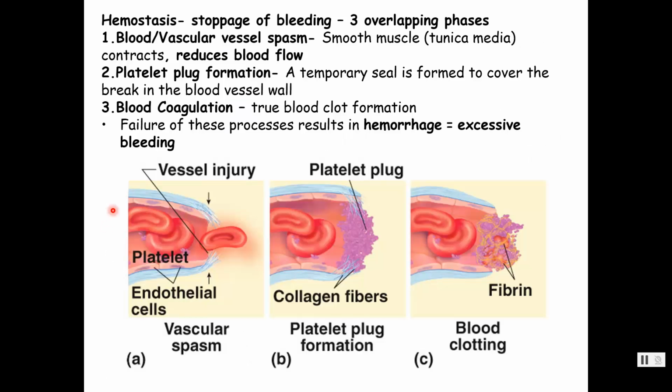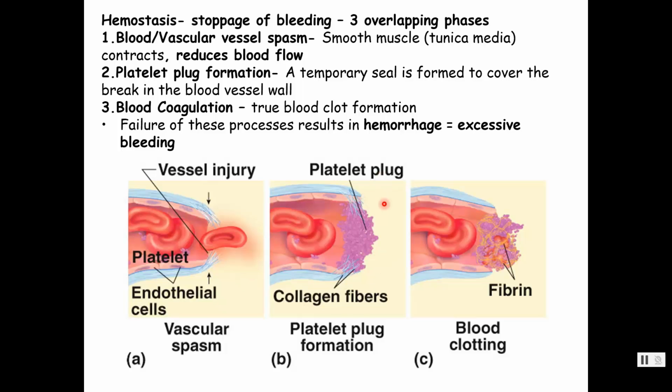All right, so that word heme, I said that always means blood. Stasis means to stop. So hemostasis is a stoppage of bleeding, and there's 3 overlapping phases to this. The first one, vascular vessel spasm, and it sounds just like that. It's a spasm, and we'll look at it in a second, but there's smooth muscle that's basically going to constrict. If you think about it, if there's a breach in the vessel wall, we want to restrict blood flow so we don't lose that much. So that's the function of that.